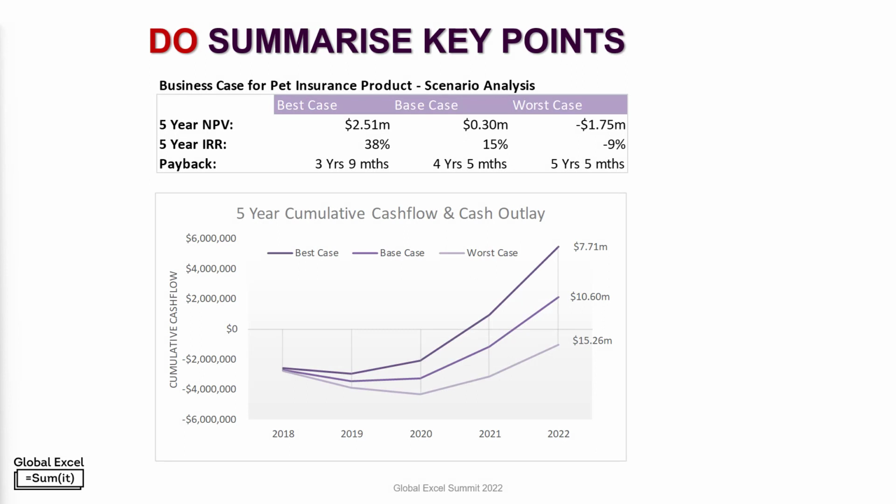So it would be much better if you were to show something like this. You've got your best case, base case, worst case, or your various options from your business case analysis, your NPV, your IRR, and your payback perhaps, and then the cash flow, or whatever those particular metrics are, and how they look visually compared to each other. And you can do that using a data table.